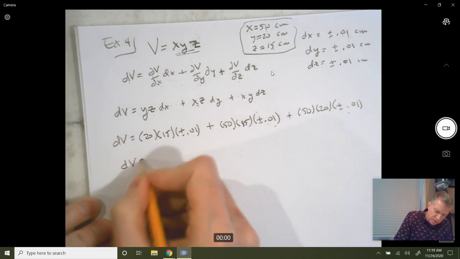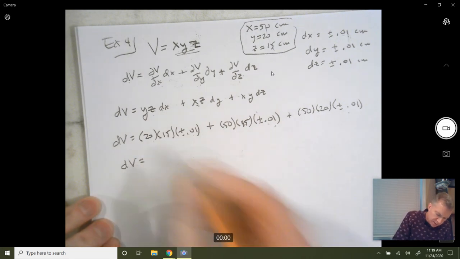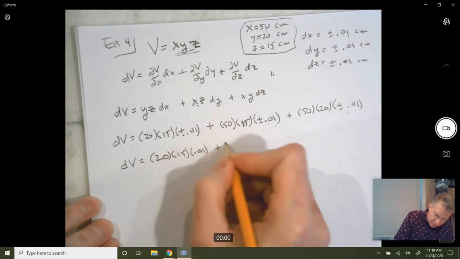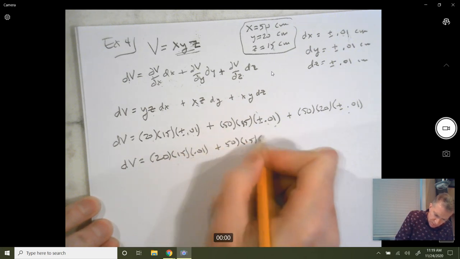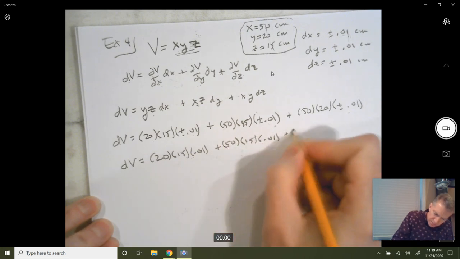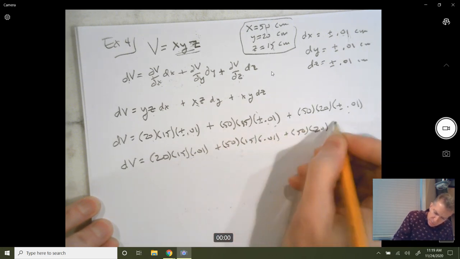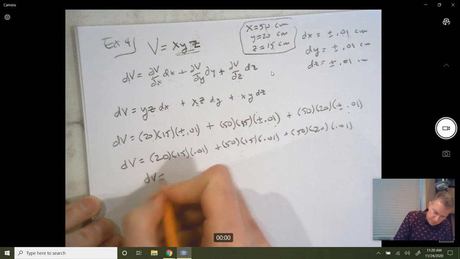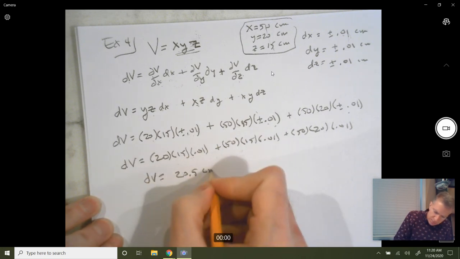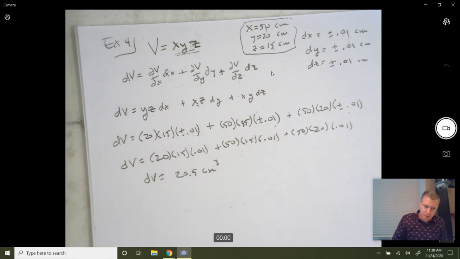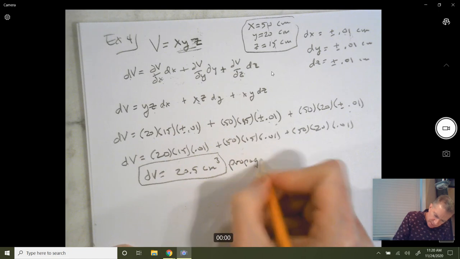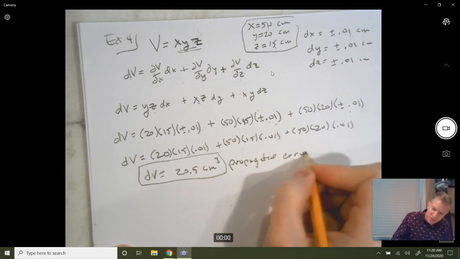So my dv is going to be equal to 20 times 15 times 0.01 plus 50 times 15 times 0.01 plus 50 times 20 times 0.01. Okay. And what that comes out to be is dv comes out to be 20.5 centimeters cubed. Okay. So that's our propagated error, or our differential.